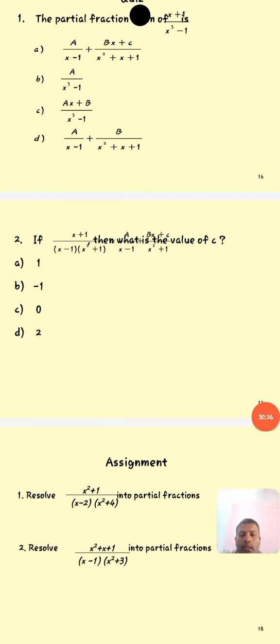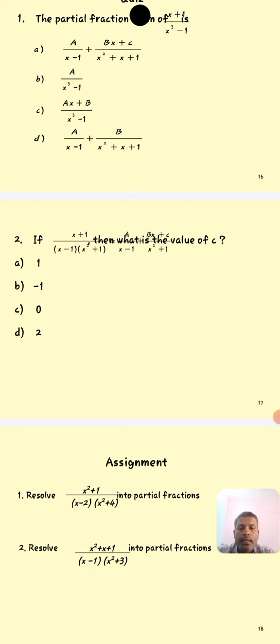Okay. Now the second question you have to observe: resolve x square plus x plus 1 divided by x minus 1 into x square plus 3 into partial fractions. You observe the numerator x square plus x plus 1. The numerator degree is 2. The denominator degree is 3. Whenever the numerator degree is less than the denominator degree, that is called a proper fraction. Whenever we confirm a proper fraction, it is possible to write the partial fractions.